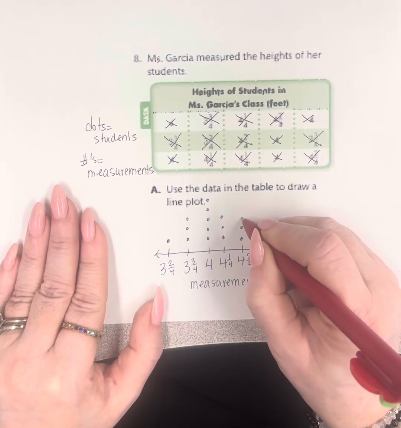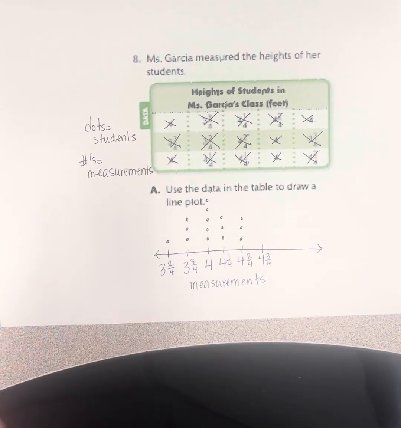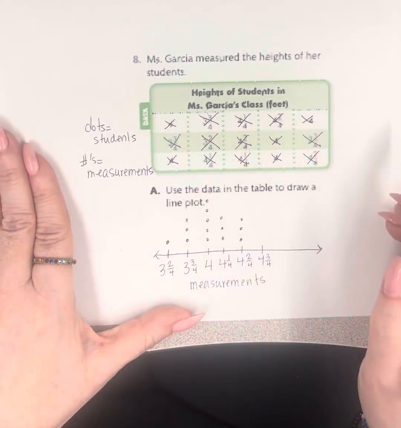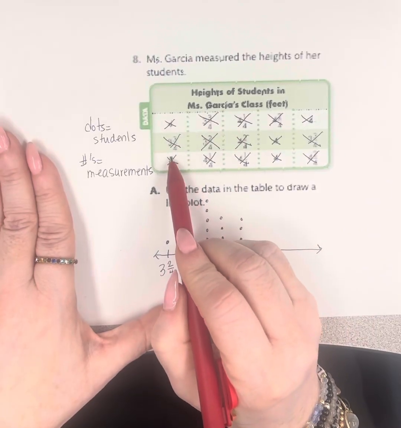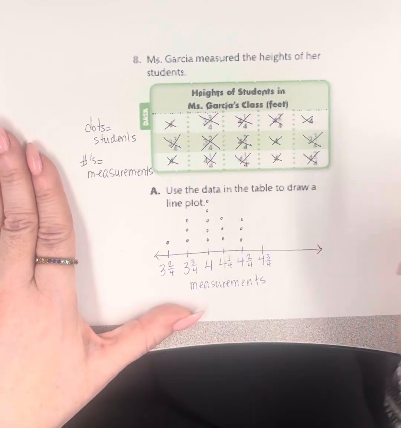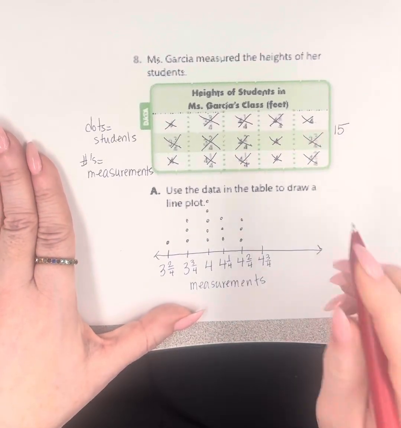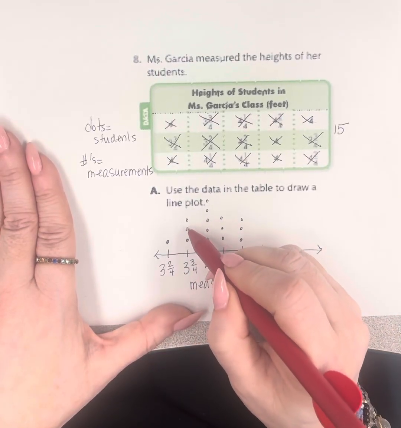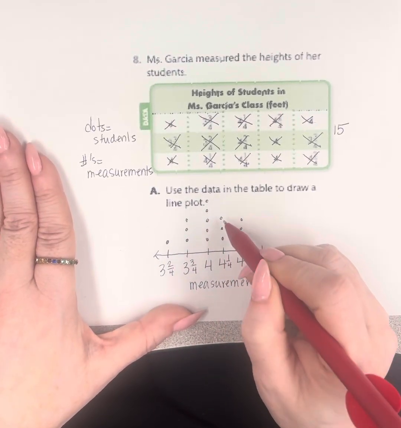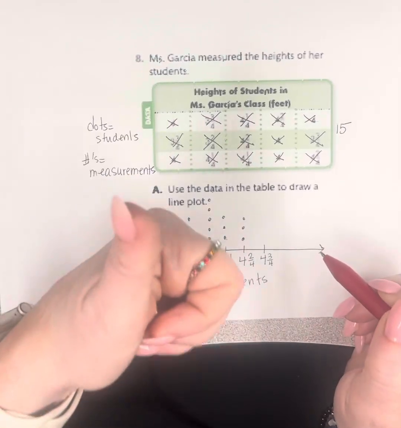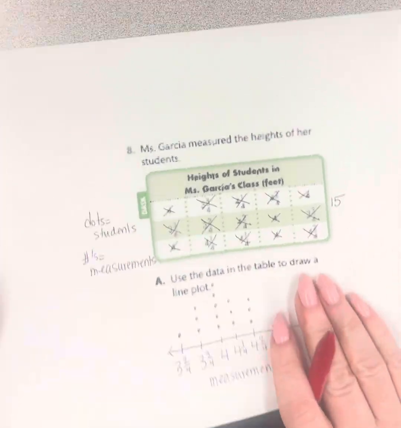All right, and that is your line plot. To be sure, count up your data and see if you have the same amount of dots, right? I have 1, 2, 3, 1, 2, 3, 4, 5, so I have 15 students. Let's see if I have 15 dots. 1, 2, 3, 4, 5, 6, 7, 8, 9, 10, 11, 12, 13, 14, 15. All done. Okay, last question.